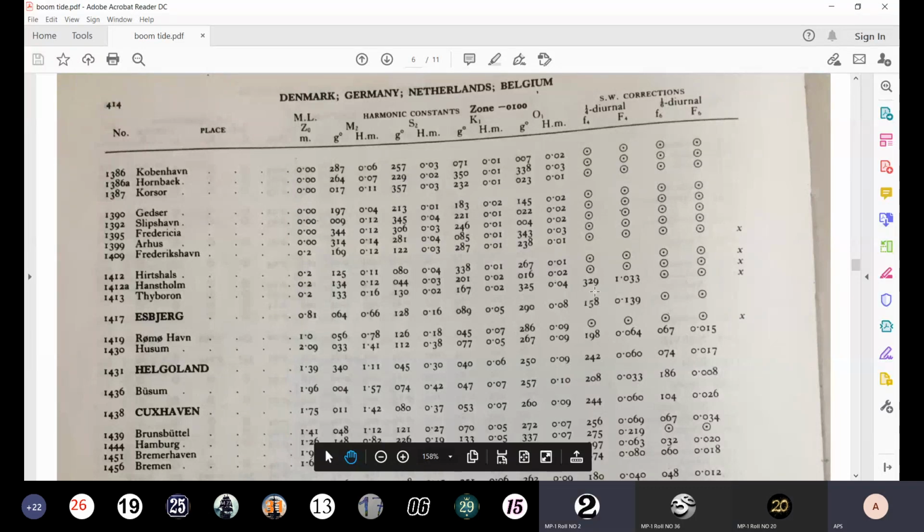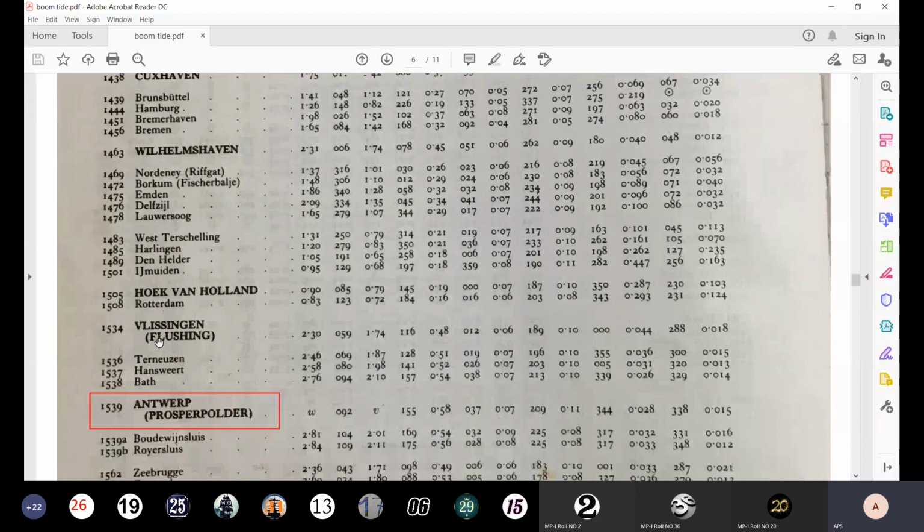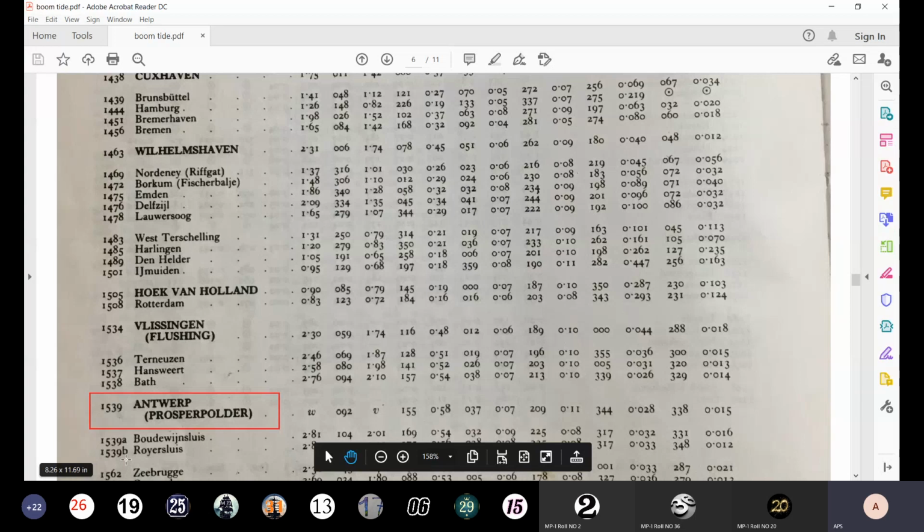Okay. So see wherever on the top you see M2, S2, K1, O1 and shallow water correction, SW correction with that F4, F4, F6, F6, that means you are in part 3. Part 3 will contain all the port numbers serial wise. So when we went to the number we wanted, 1539C, 1539 we saw is Antwerp and that is given in bold letters. That means it's a standard port. But 1539C is not mentioned here. So then we look up in part 2.